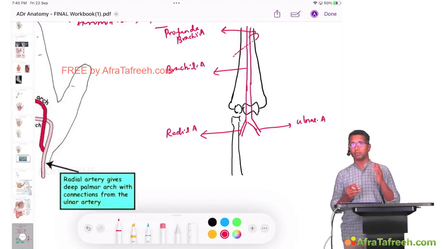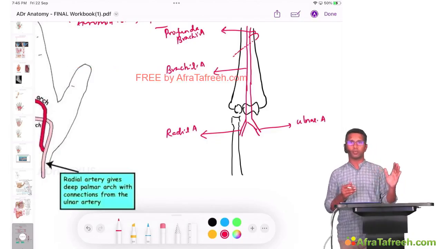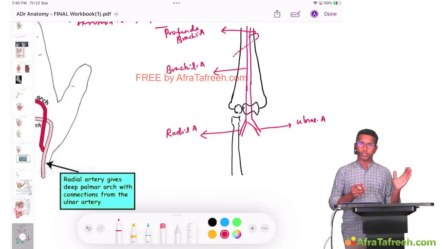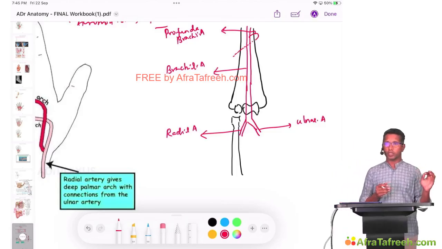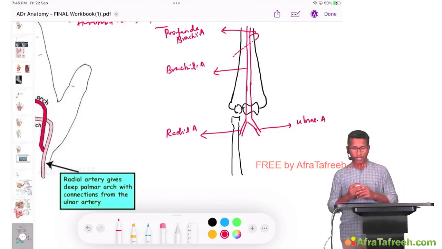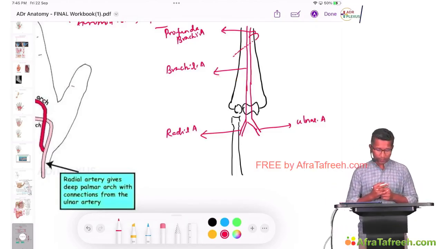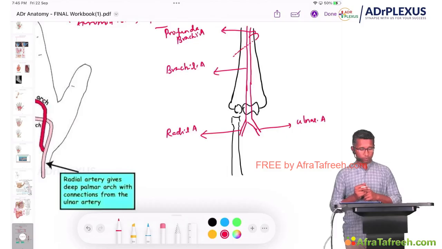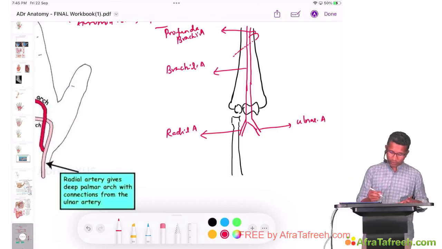Again an important question. In fracture of the shaft of the humerus, the most common nerve injured is the radial nerve. The most common cause of bleeding following fracture of the shaft of the humerus is the profunda brachii artery. Okay, so the brachial artery further gives branches on the medial side.